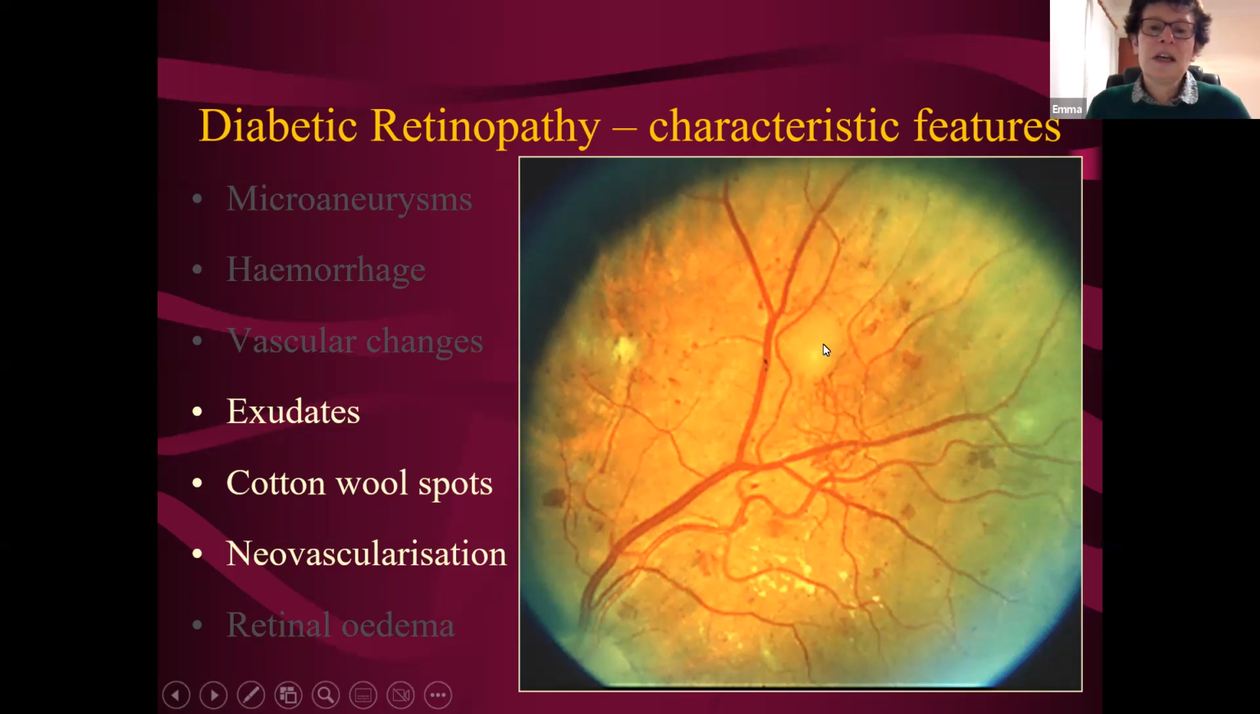Here you've got a cotton wool spot. These are cotton wool spots. Cotton wool spots are signs of axonal ischemia. So the nerves are ischemic. They show that you're ischemic.